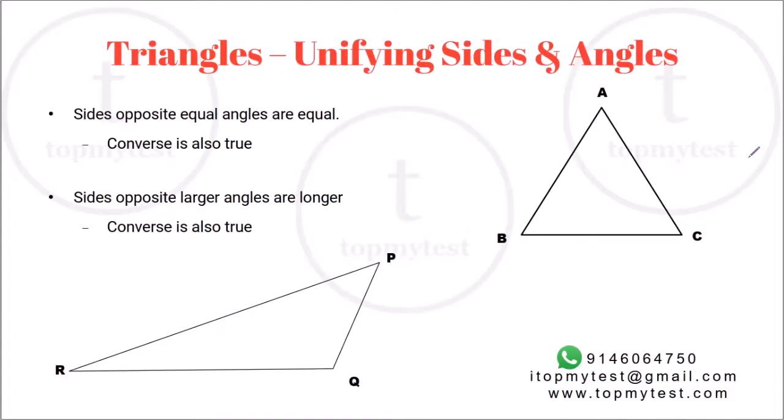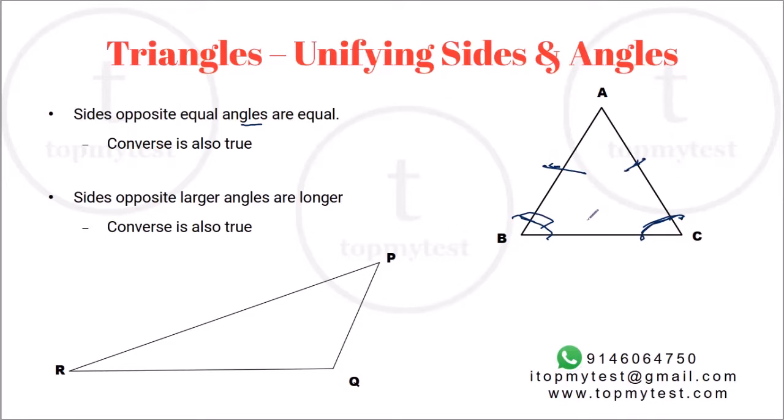Now, how do you combine these two parts? You can unify both the sides and the angles. There are two relations which are used to unify the sides and angles of a triangle. The first one is that sides opposite equal angles are equal, which means if we can prove that angle B is equal to angle C, then the side opposite angle C, which is AB, will be equal to the side opposite angle B, which is AC. So these two sides will also be equal. The converse is also true. If two sides are equal, then the angles opposite them will also be equal.